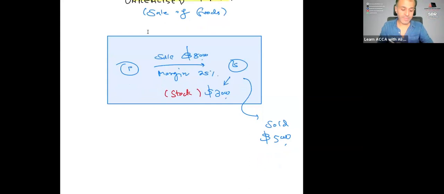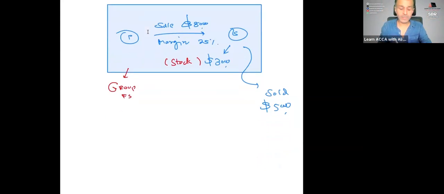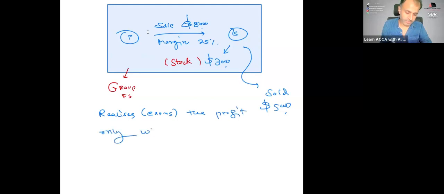As far as the group perspective is concerned, we are preparing a group financial statement. We're not preparing the parent's financial statement. We need to think like a group. So as far as the group financial statement is concerned, the group realizes the profit, meaning earns the profit, only when the goods are sold to an outside party.